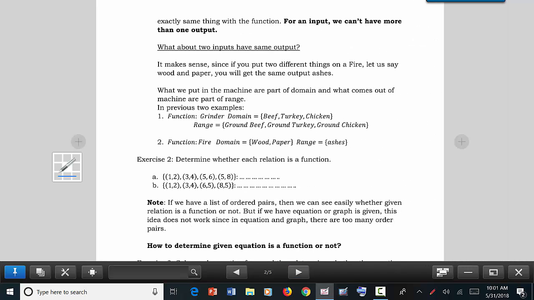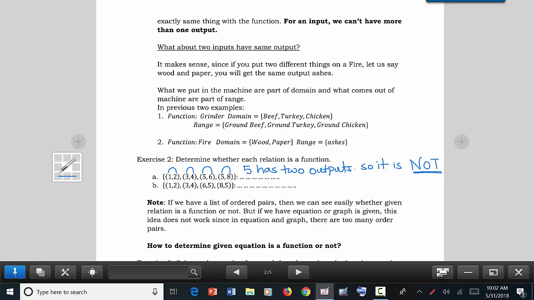Now, on exercise number 2, we have to decide whether the relation is a function or not. Let's see here. Input is 1, output is 2; input is 3, output is 4; input is 5, output is 6; input is 5, output is 8. 5 has 2 outputs. So, it is not a function.